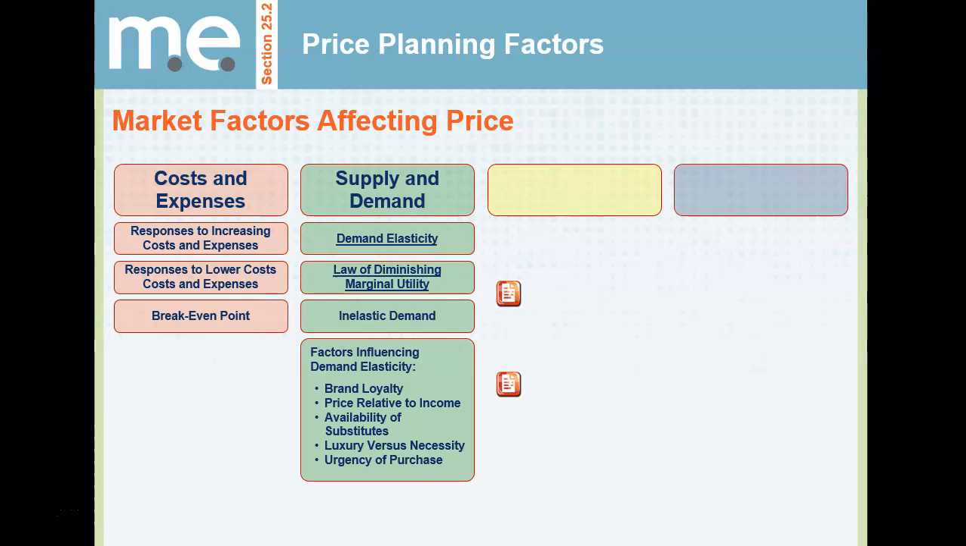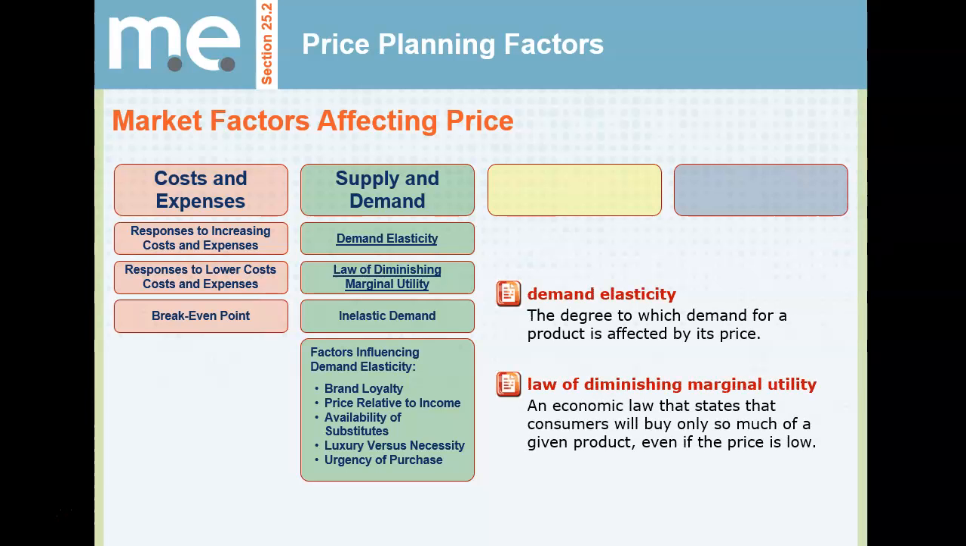All right, supply and demand, demand elasticity, and the law of diminishing marginal utility. Now, I believe in the first chapters of our class, we talked about products that are elastic and inelastic and how much the demand of the product responds to a change in price. Demand elasticity is taking both of those concepts and just putting it together with new wording, right? The degree to which demand for a product is affected by its price or a change in its price.